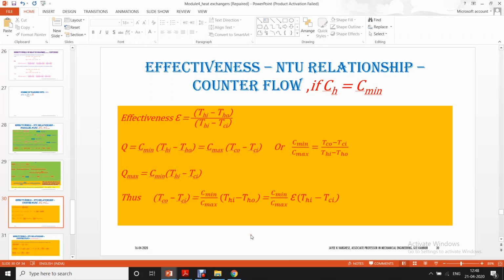Today we will derive the effectiveness NTU relationship for counterflow heat exchanger. In the previous class we derived the effectiveness NTU relationship for parallel flow heat exchanger. Okay, before going to the derivation of counterflow relationship, I would like to add one more point to the previous derivation.